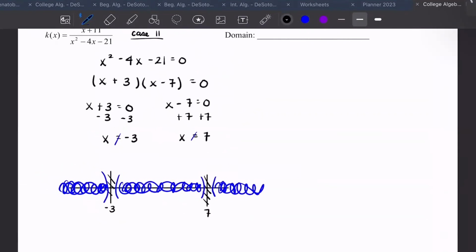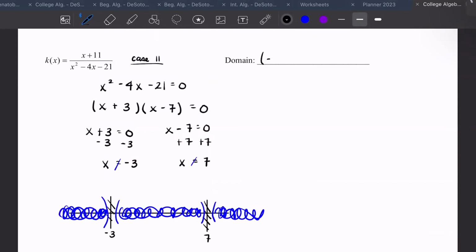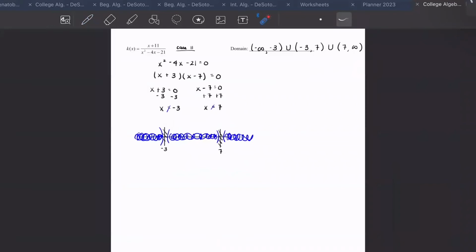So your first interval would be negative infinity to negative 3 with the parentheses. You would union that with negative 3 to 7. That's your middle interval. Then you would union that with 7, infinity. Okay, just use parentheses on all of them so that you're excluding negative 3 and 7. But you can get really, really close to negative 3 and 7, but you just can't be at negative 3 and 7. Okay.